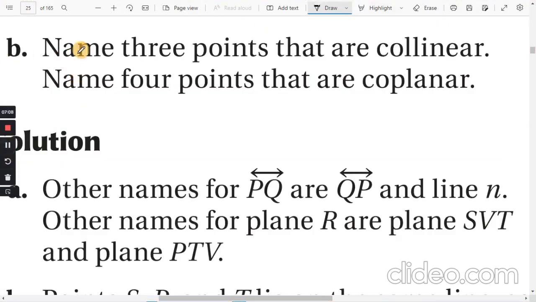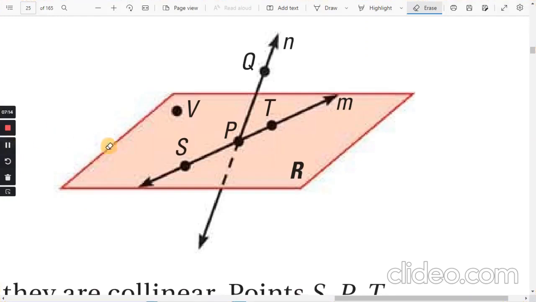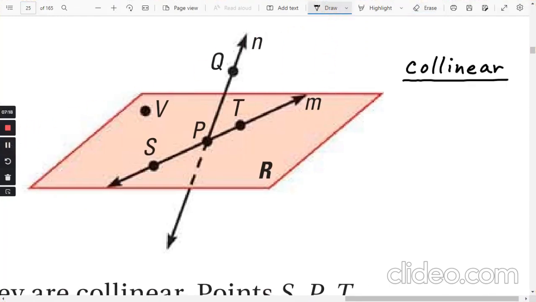Okay, part B, name 3 points that are collinear. So collinear means that the points are all on the same line. So if you look at this line right here, we have points S, P, and T all on the same line.